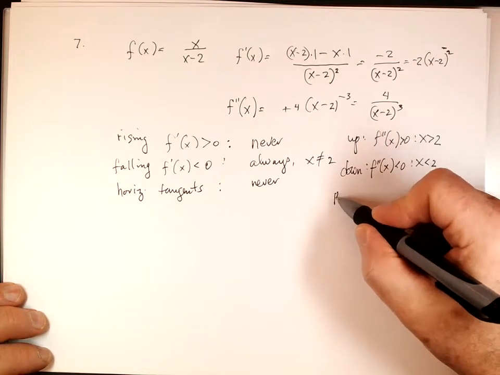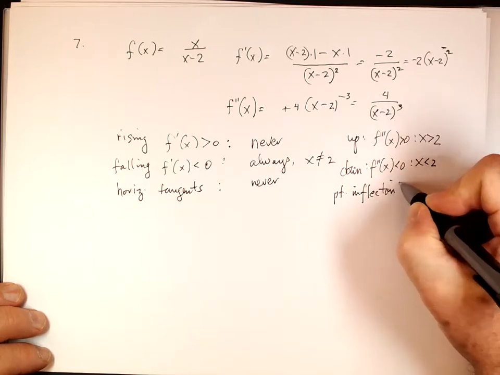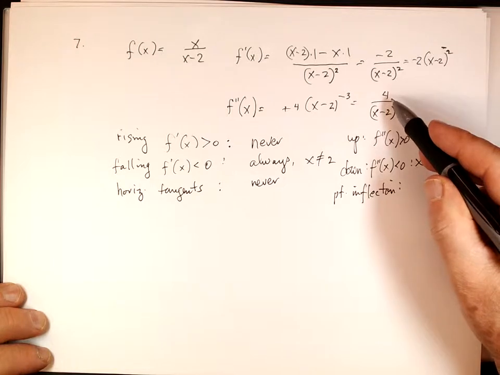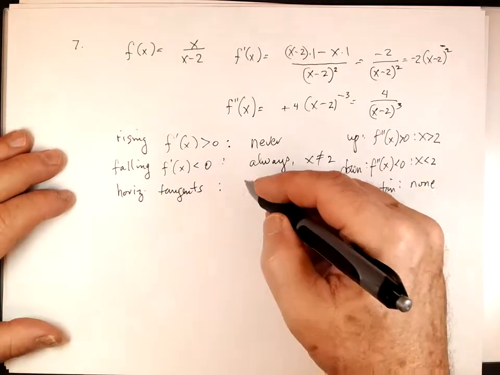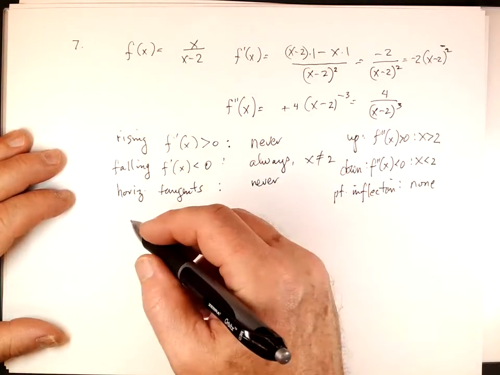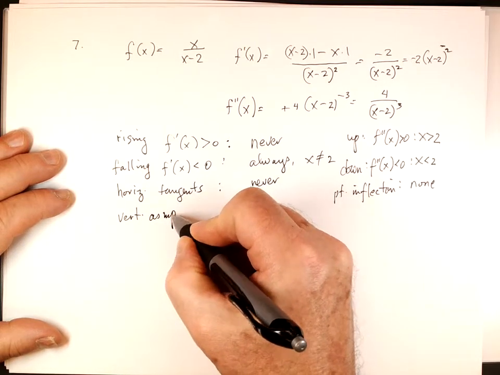Point of inflection occurs where the second derivative is equal to 0. Well, the numerator here is never 0. There is no point of inflection. Okay? We can draw the graph. Well, let's do vertical asymptotes. Then we'll do the graph.